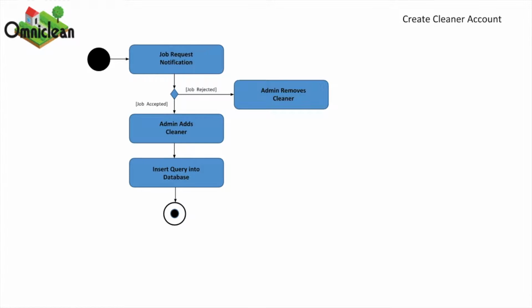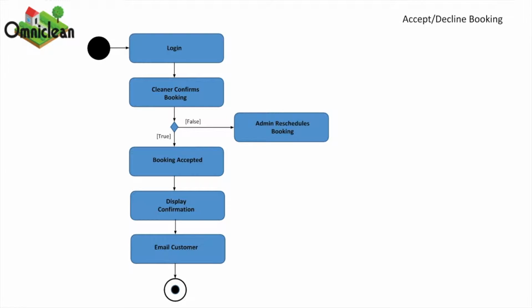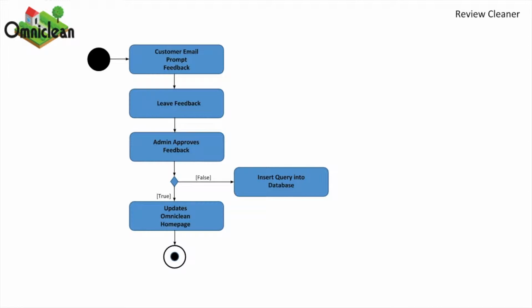The create cleaner account activity diagram centers around a job request notification, the admin adding the cleaner and inserting this query into the database. The accept or decline booking activity diagram centers around login, cleaner confirming a booking, the booking being accepted, the confirmation being displayed, and an email being sent to the customer. The review cleaner activity diagram centers around a customer receiving an email prompting them to leave feedback. The customer then leaves feedback, the admin approves the feedback, and this is reflected on the Omniclean website.